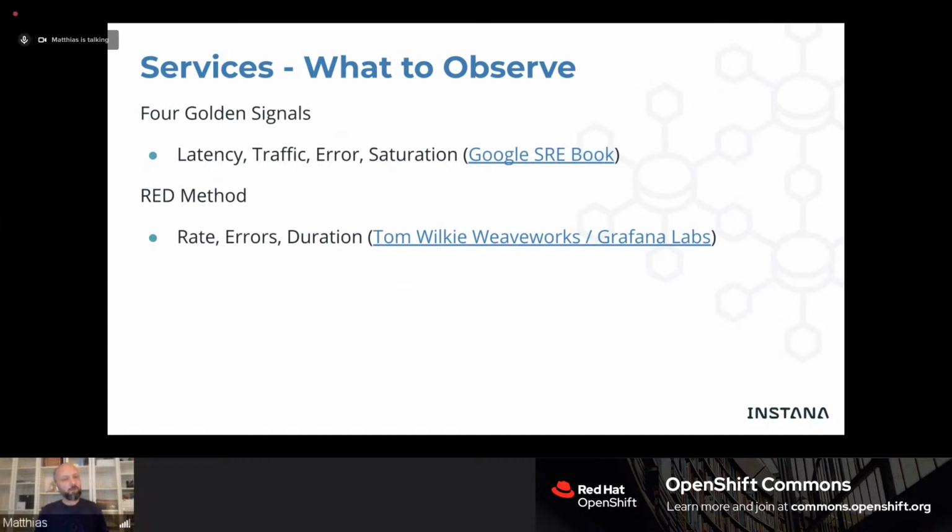There's a pretty good understanding right now of what to observe. The four golden signals from the Google SRE book introduced latency, traffic, errors, saturation. Tom Wilkie from Weaveworks and Grafana introduced the RED method, which resonates a little more with me, because it takes out saturation, which is often a very technology specific component. That said, both work. I'm going to go with rate, errors, and duration throughout.